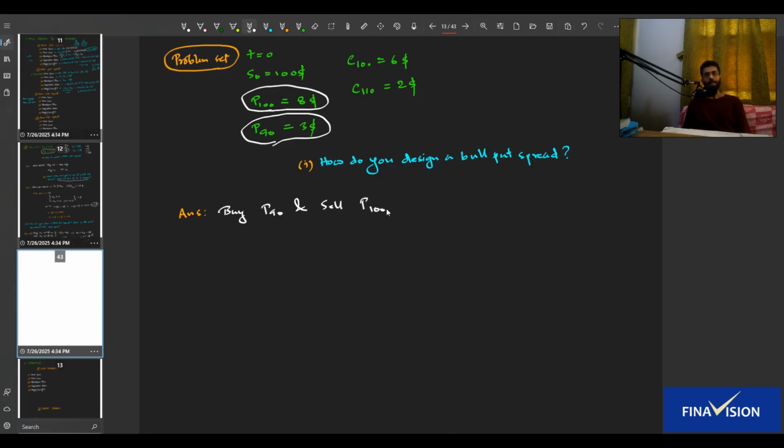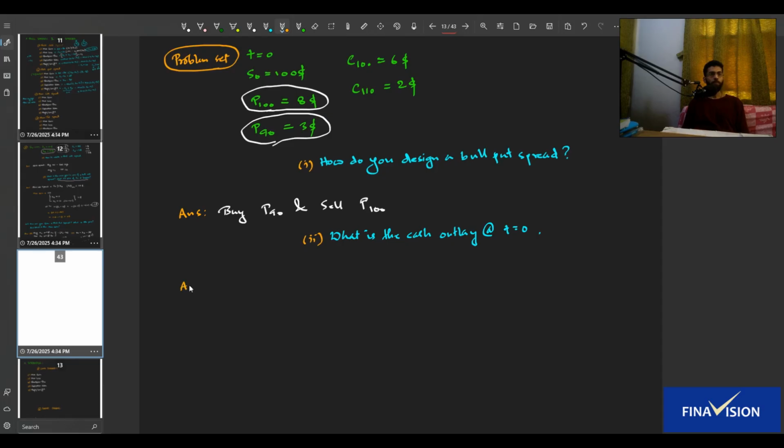You can see a difference between the bull put spread and the bull call spread here, friends. You will understand that better when we go into the further questions. So buy P90 and sell P100. Now, once you buy P90 and sell P100, what is the cash outlay? So the second question is, what is the cash outlay at t equal to 0?